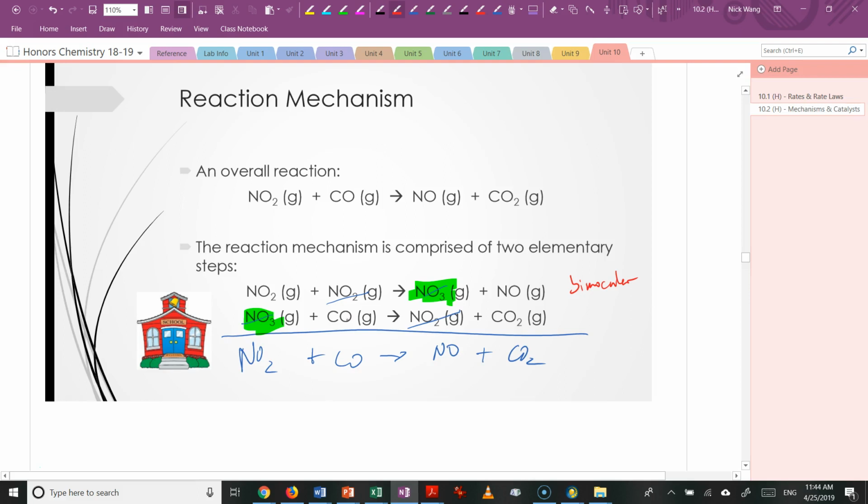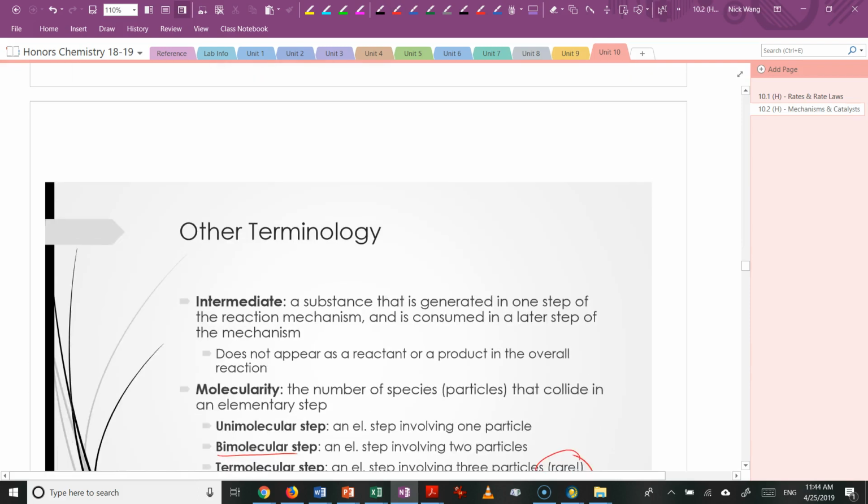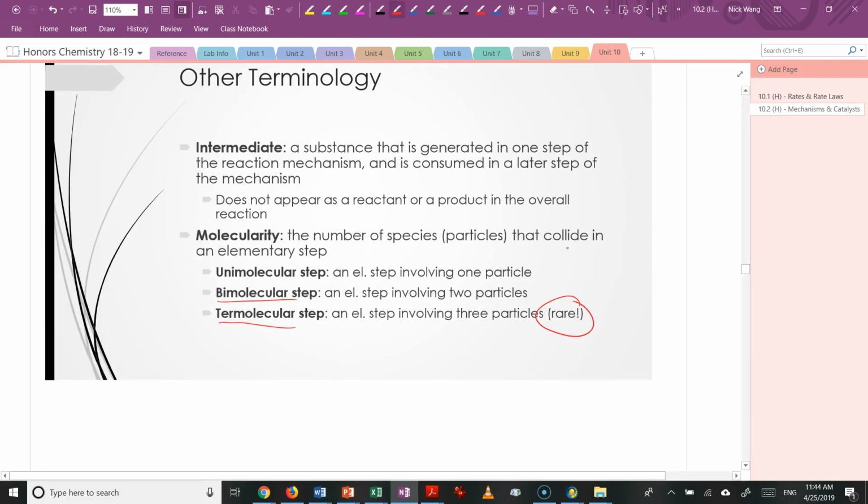What about the second elementary step here? NO3 is going to bump into some CO. That's going to also be bimolecular as well. So these two are both bimolecular elementary steps. Notice how we're not talking about the overall reaction, right? Because molecularity only refers to elementary steps, which you can see here. Again, the number of species that collide in an elementary step, not the overall reaction.